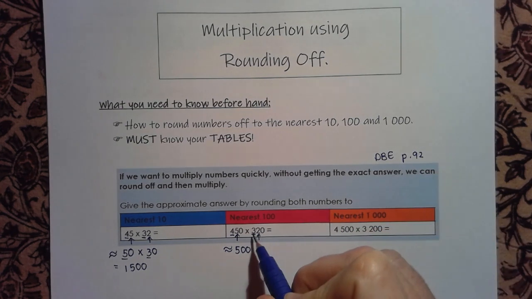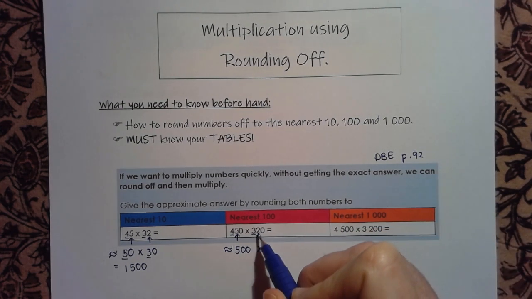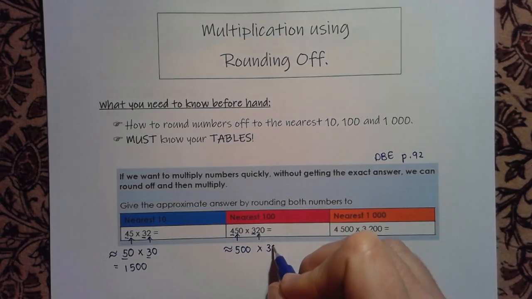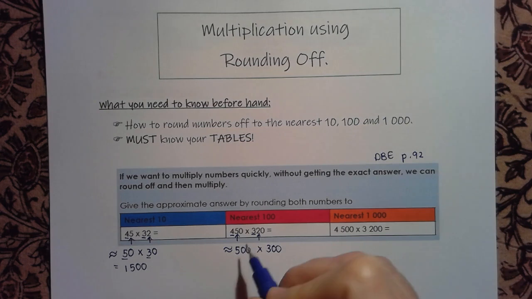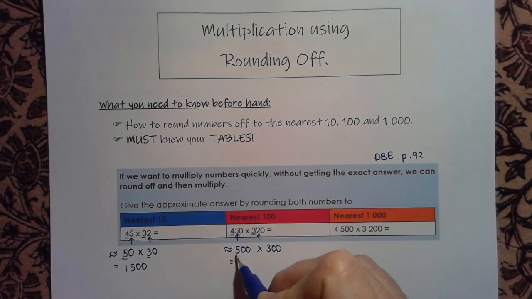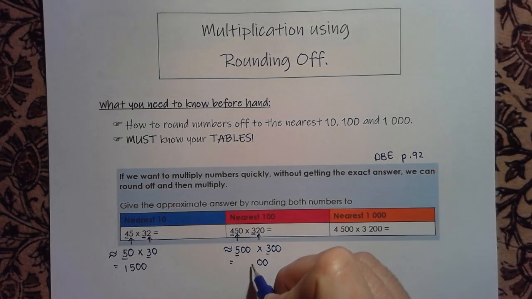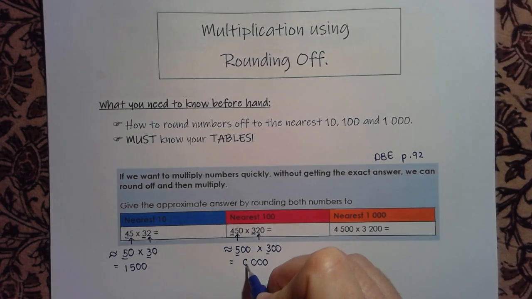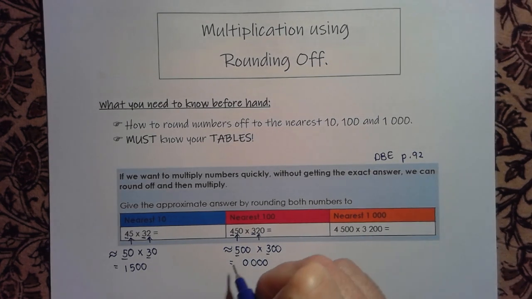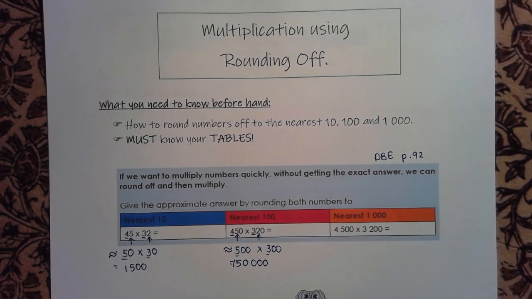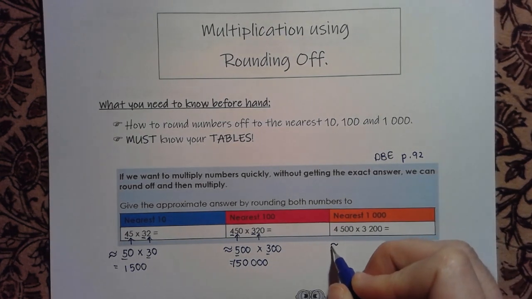Okay, then we've got 320. So the digit here is a 2, or we can say 20, which causes the 100 to stay the same. And then we just multiply again. 5 times 3 is 15, and our answer will have 4 zeros. So 15 and 4 zeros, so we write 150,000.